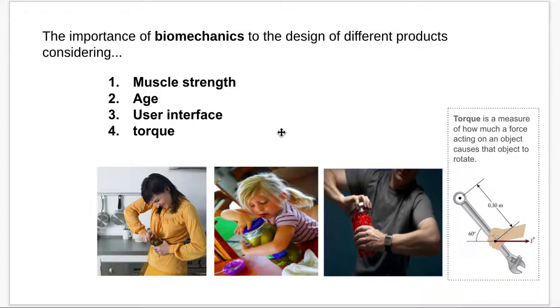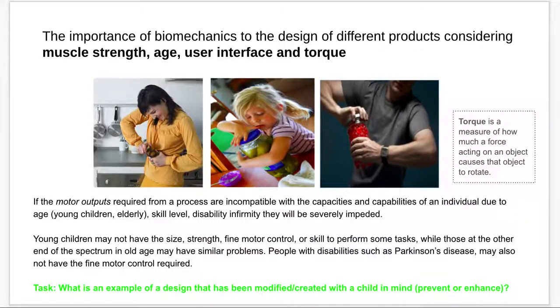A couple of considerations that are important to biomechanics are strength, age, user interface, and torque. So if we've got somebody who wants to open a jar and it's a middle-aged woman, they open it very differently than a middle-aged man or even a child, because all of these things are different. Okay, so also to help, you don't need to know the mathematics or the physics behind it, but torque is how much force is acting on an object that causes it to rotate. Okay, and it can always be changed. Elderly people, younger people, disabilities, mental problems, Parkinson's, fine motor skills, all these things can change, and their motor outputs are different. So similar to that human information processing system, things can change, okay?